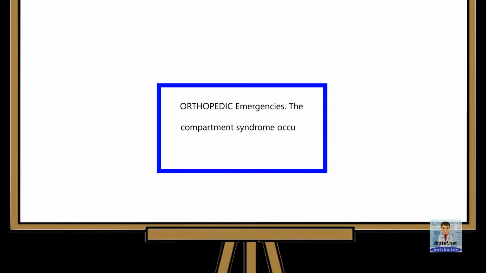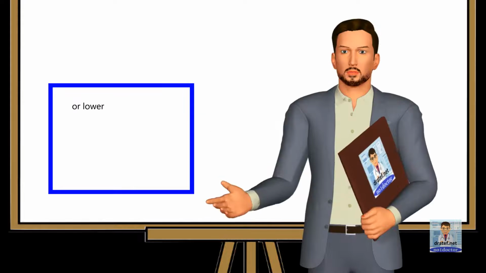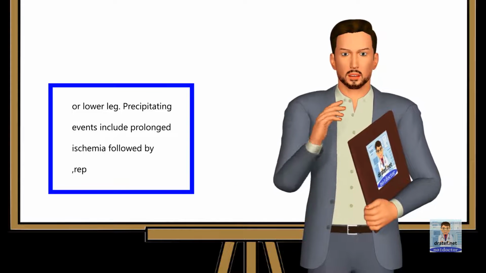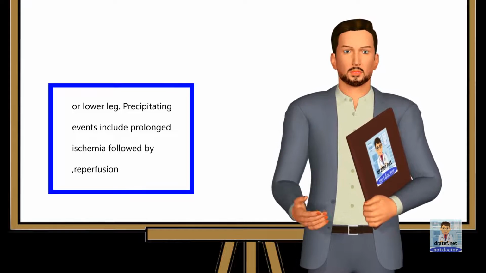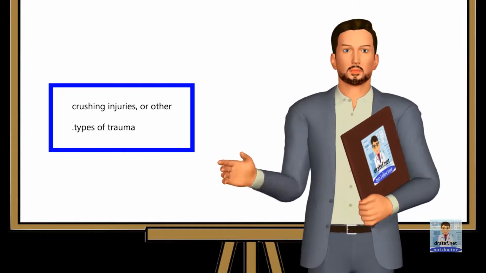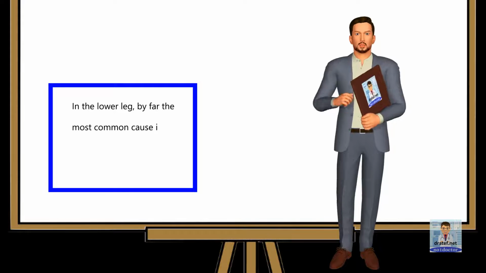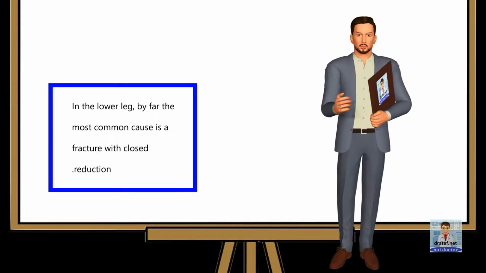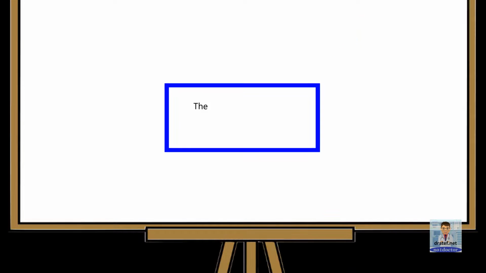Orthopedic emergencies. Compartment syndrome occurs most frequently in the forearm or lower leg. Precipitating events include prolonged ischemia followed by reperfusion, crushing injuries, or other types of trauma. In the lower leg, by far the most common cause is a fracture with closed reduction. The patient has pain and limited use of the extremity.